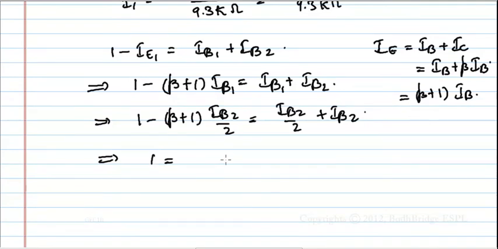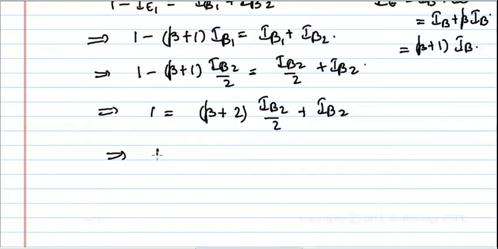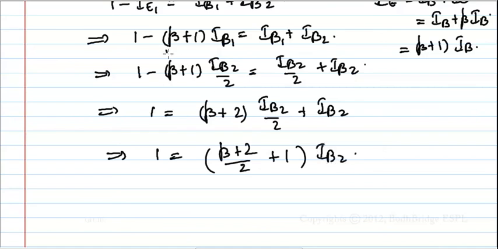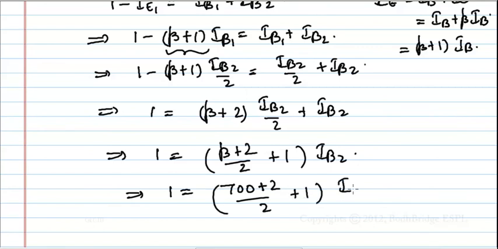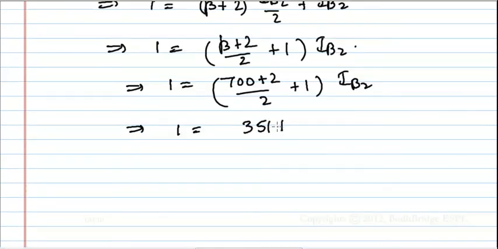Now we will take IB2 as common. From this we can get 1 equal to beta plus 2 by 2 plus 1 whole into IB2. Now the value of beta which we have considered here is that of the transistor Q1, so it is 700. So this comes as 700 plus 2 by 2 plus 1 into IB2, which comes as 351 plus 1 into IB2. So the value of IB2 is 1 by 352.